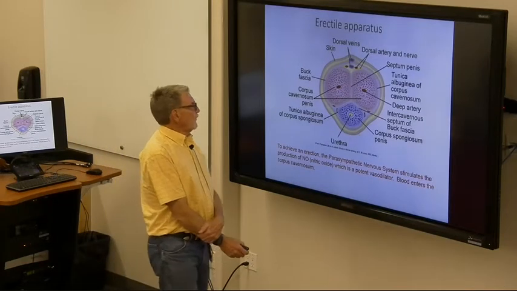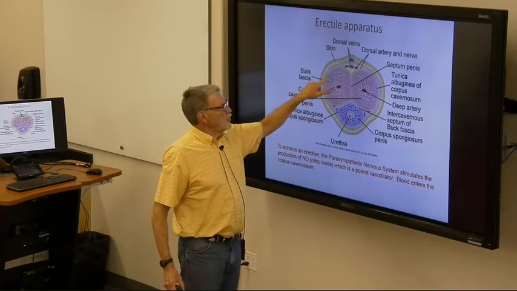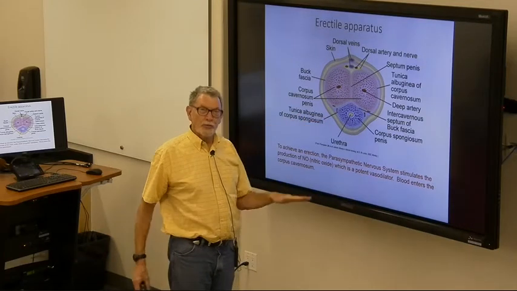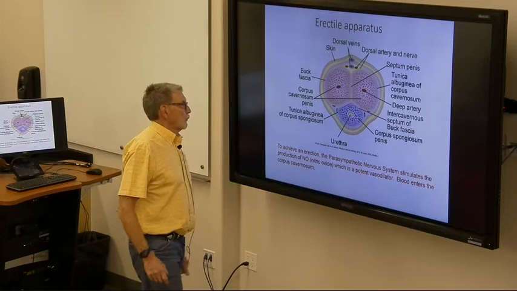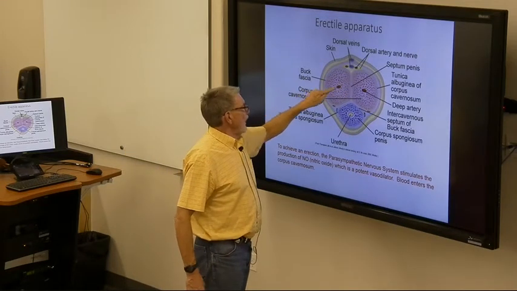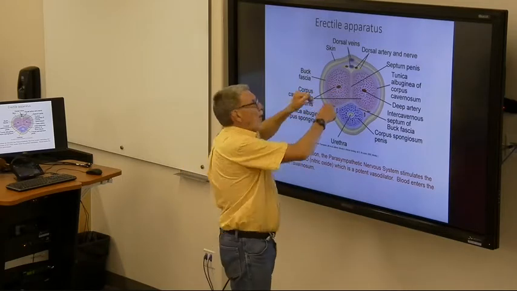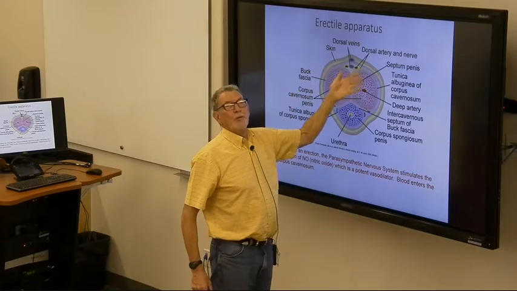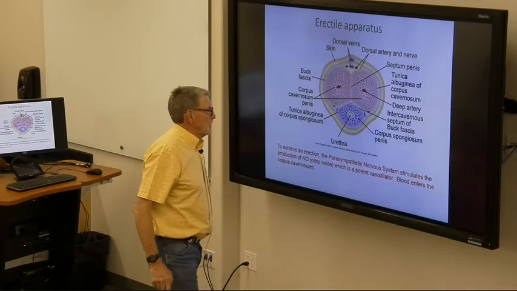Erectile apparatus. The spongy tissue fills with blood and causes the erection. It's a hydraulic process, primarily in the cavernosum, which has its own blood vessel to pump it up and then close and let it drain when the erection is no longer needed.